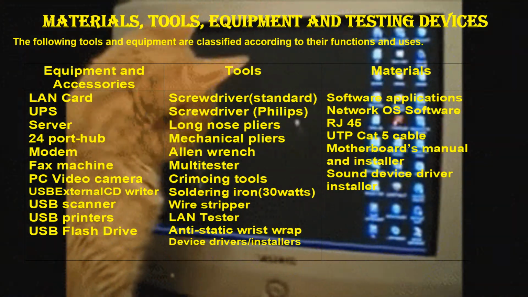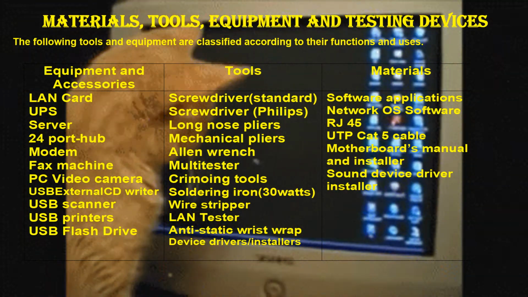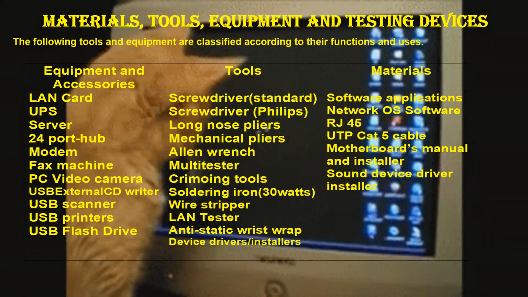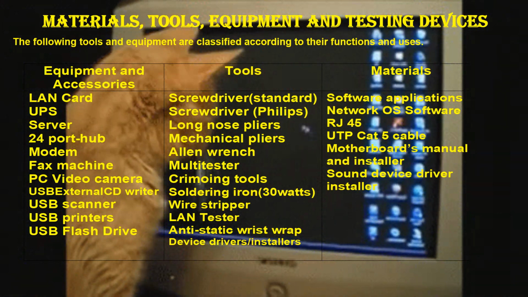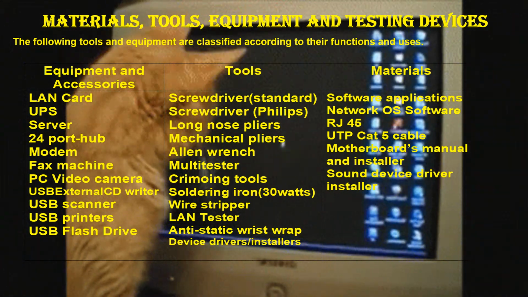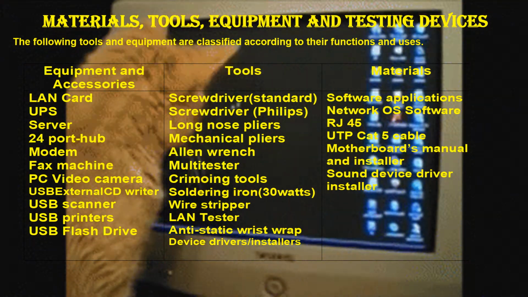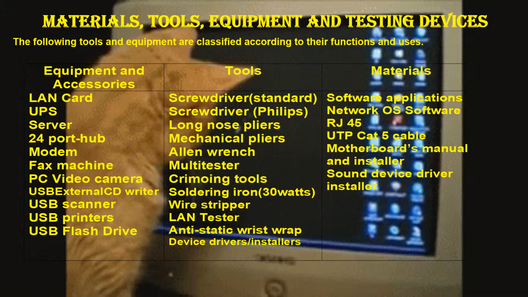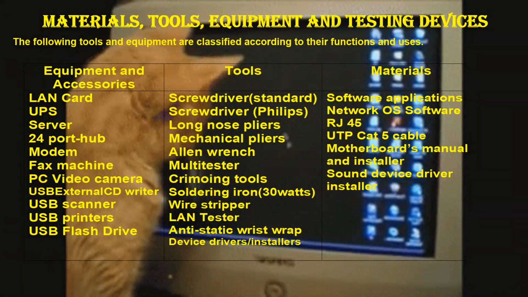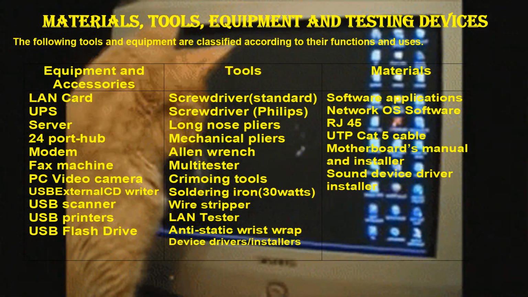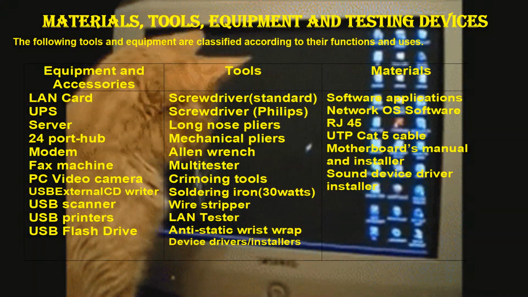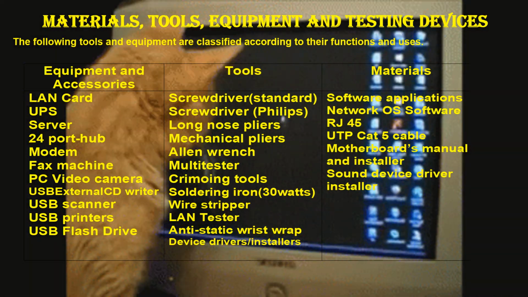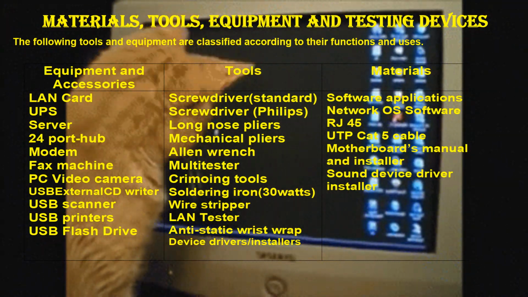Materials. We have software application, network OS software, RJ45, UTP Cat 5 cable, motherboard manual and installer, and sound device driver installer. Those are the materials, tools, equipment, and testing devices.